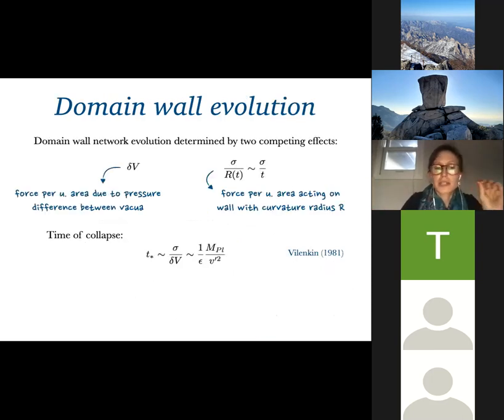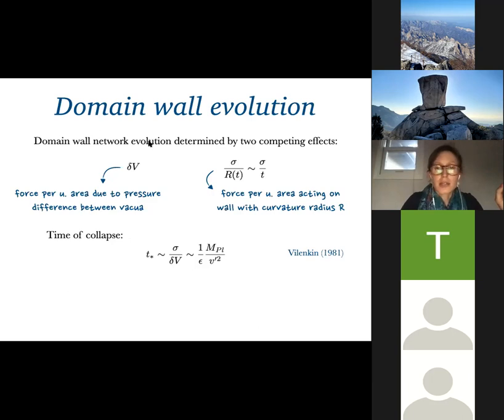So the evolution of the domain wall network, and in particular, the time it takes for the network to collapse, is determined by the competition of these two effects. On the one hand, the fact that the two vacua at either side of the wall are no longer degenerate means that there is a force per unit area on the wall due to this pressure difference. So this obviously has a destabilizing effect on the network.